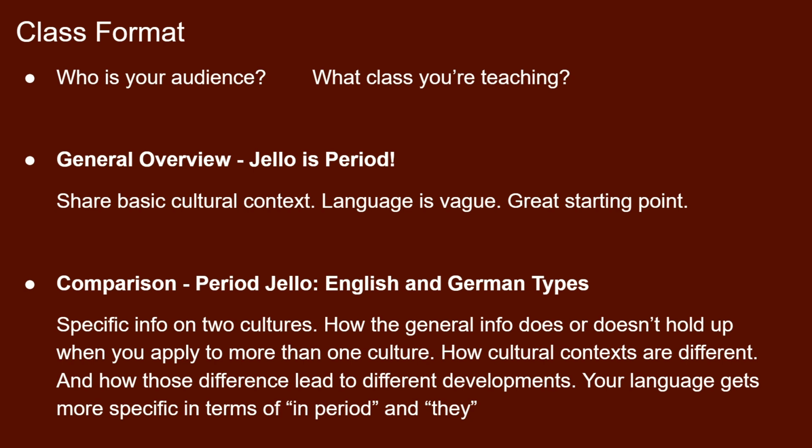So in this, you can talk about how the general assumptions about Jello types holds up or doesn't hold up when you apply it to different cultures. Is it actually true for both of these cultures or only one of them? You can talk about how those cultural contexts are different and how those differences led to the development of different types. But from the outset, the way your brain already thinks about this is within a framework, so it makes it much easier to move forward with trying to build the class.